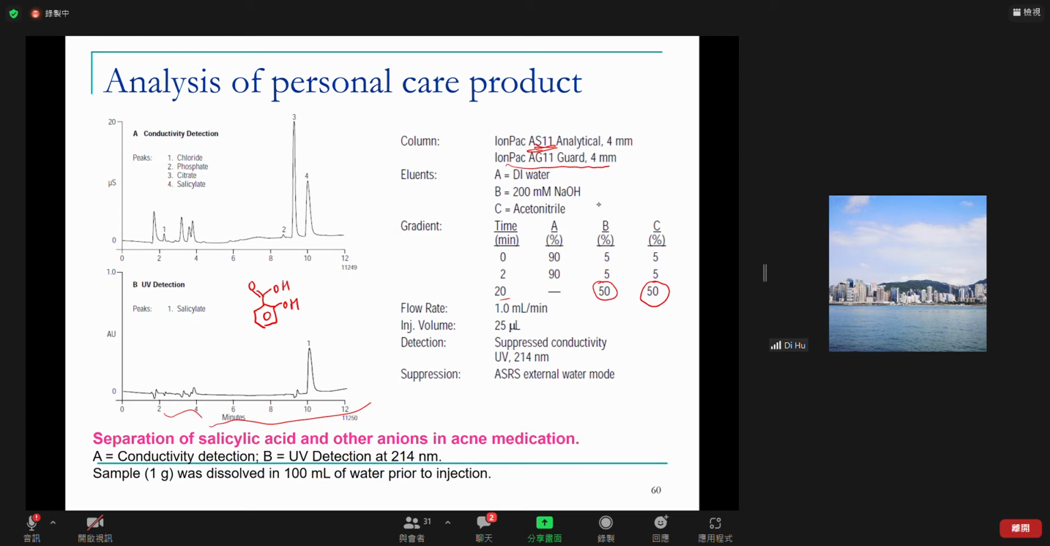ACN. Because you see this is chloride, phosphate, citric, and the ACN is just to help elute the salicylic acid, okay? Because this one has a more hydrophobic structure, the addition of ACN in the mobile phase may help the dissolution of those compounds in the mobile phase, and then they come out.